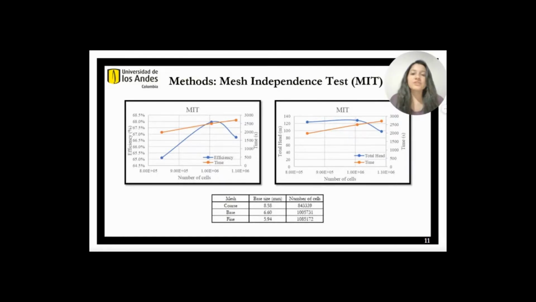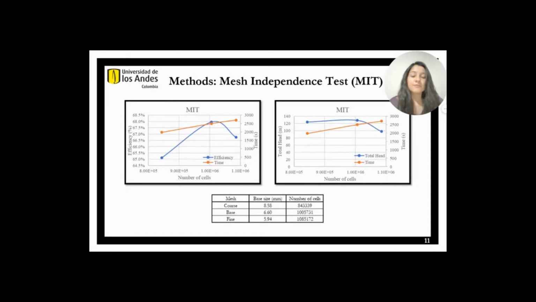The meshing includes the mesh independence test. For it, 3 different mesh sizes were made. The base one is the mesh already done, and the others are meshes with different base size values. We took the efficiency and the total head and compared them with the time. However, the time has a small change while the number of cells increases, so it's not a big issue for the computational time to increase that number.